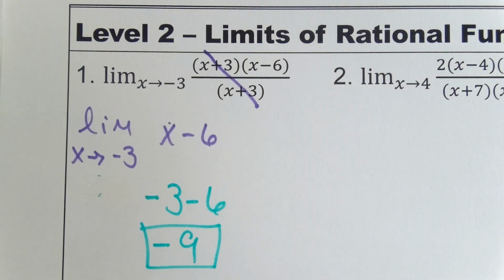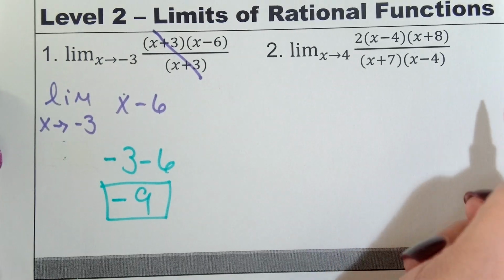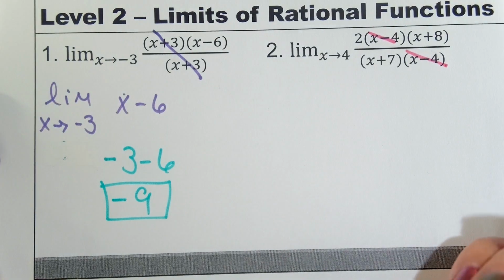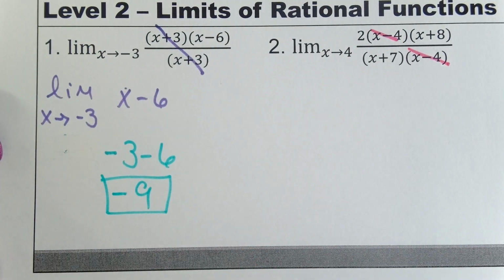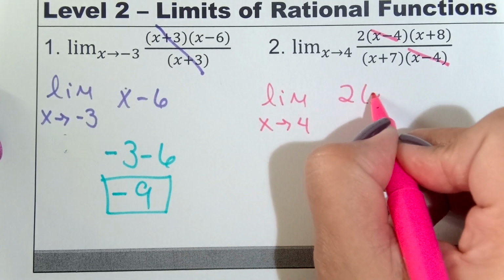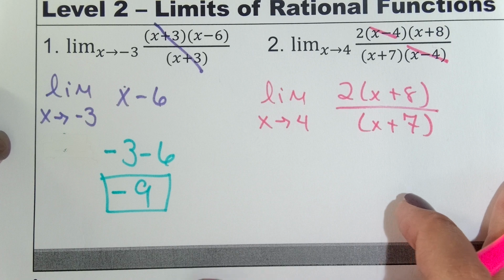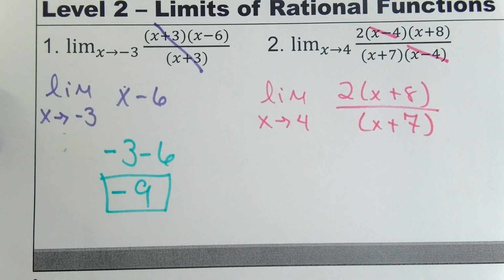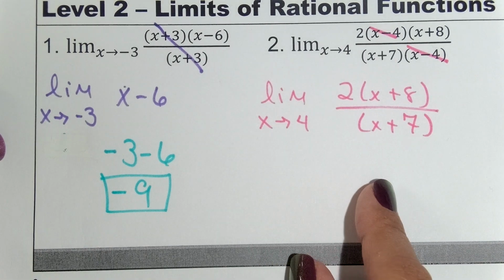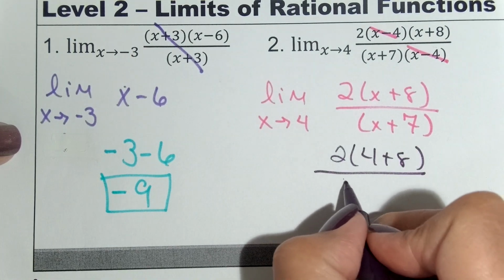All right, let's look at the next one. What are the common factors in number 2? X minus 4. What do I do with them then? Cross them out. Any questions so far? So we have the limit as x approaches 4 of 2 times x plus 8 over x plus 7. What should I do now? Can I cross out any more factors? No. So then what should I do? Plug it in. So it's going to be 2 times 4 plus 8 over 2 plus 7.